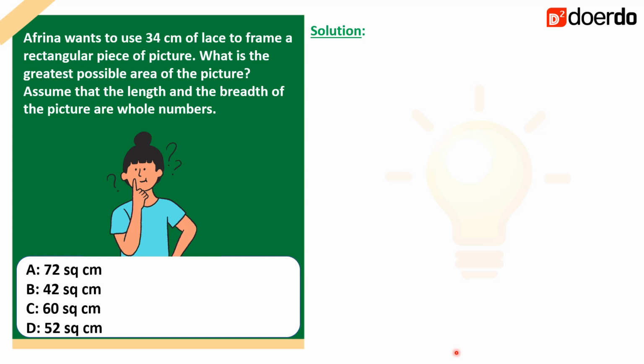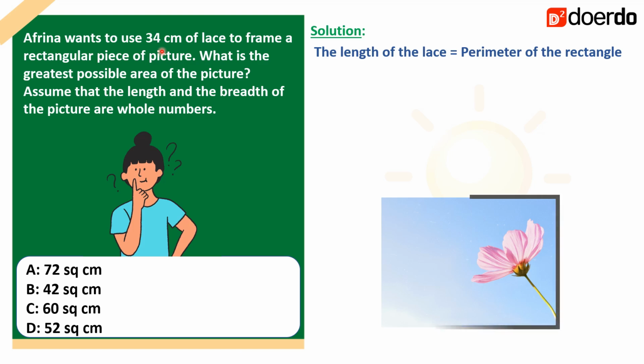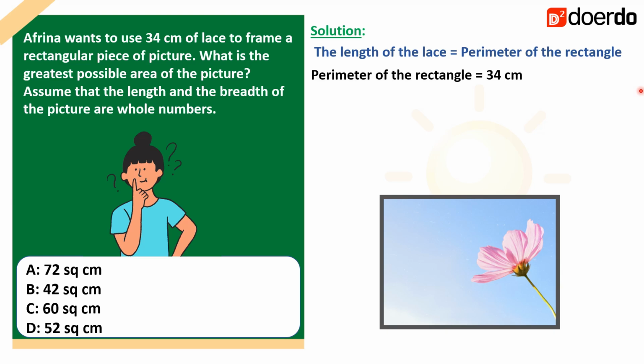Let's solve it. The problem is about framing the rectangular piece of the picture. In the framing process, she's going to cover the outer surface of the picture with the lace of length 34 centimeters. Here, the length of the lace is nothing but the perimeter of the picture. Because she's covering the outer surface of the rectangular picture with the lace, that outer surface is its perimeter. It is given that the length of the lace is 34 centimeters. That means the perimeter of the rectangular picture is 34 centimeters.